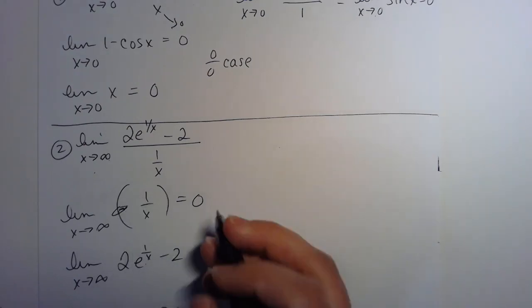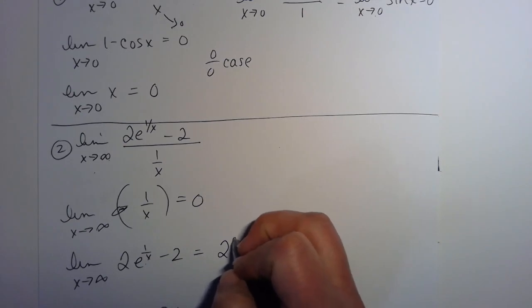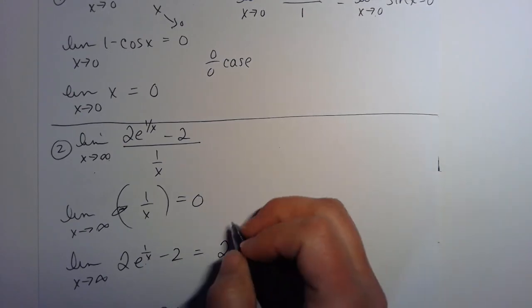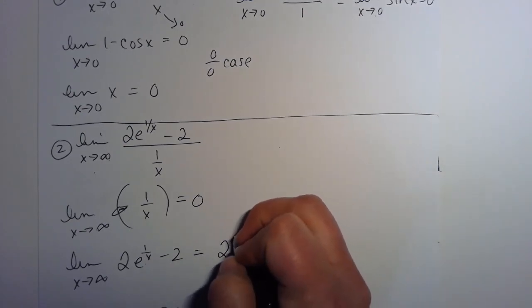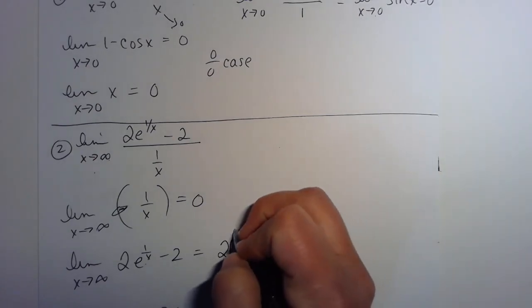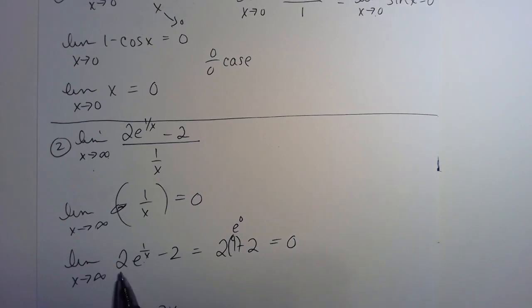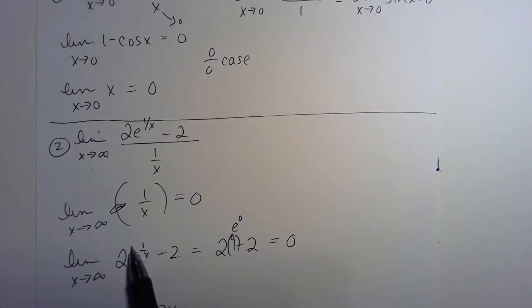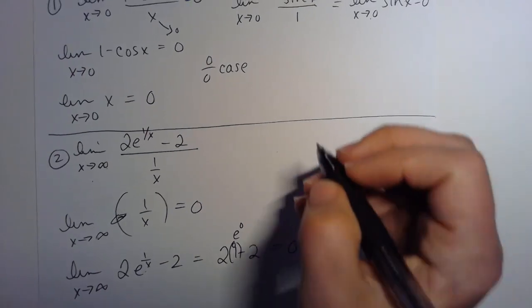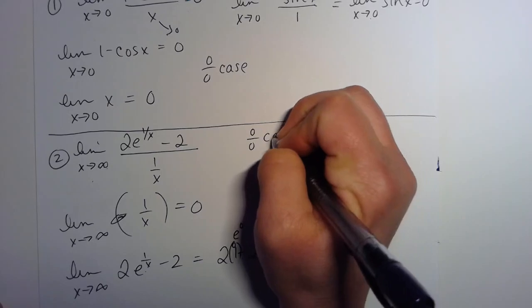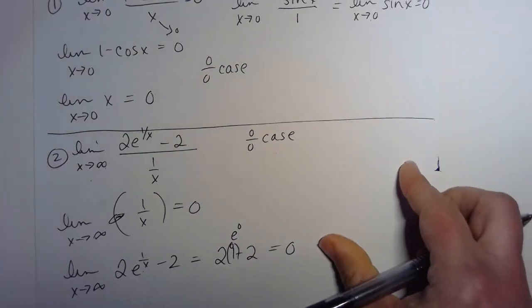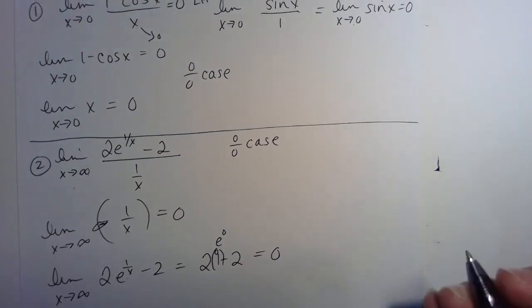So basically, this is equal to 2 times e to the 0 minus 2. So this actually gives me 0, because I end up with 2 times e to the 0 power, really, when I take the limit, so that is 1. So 2 times 1 minus 2 is 0. So basically, I have a 0 over 0 case, which means I'm allowed to use L'Hopital's rule on it. Okay, so now we're going to L'Hopital it.